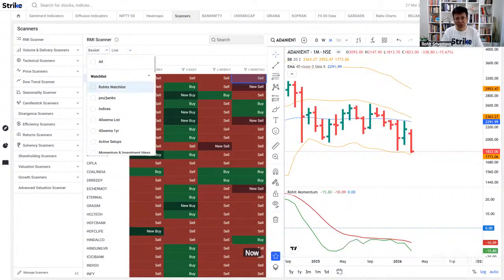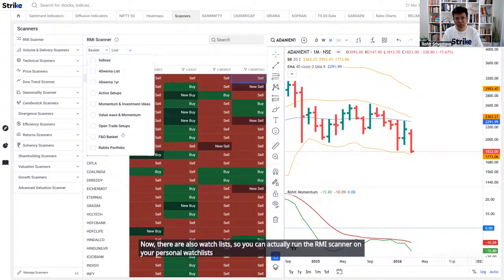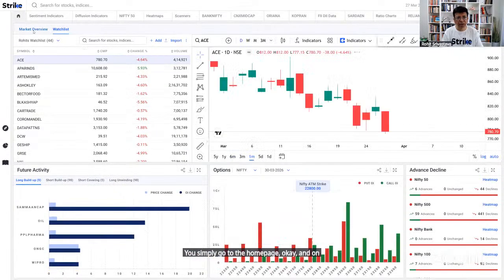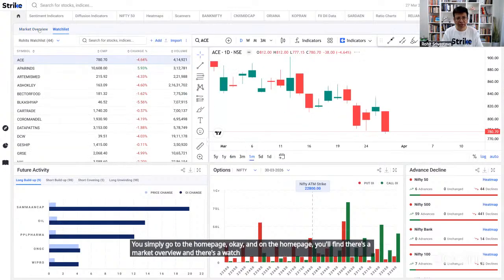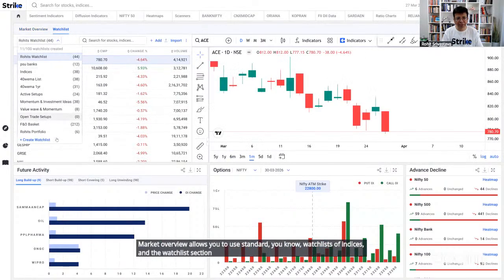Now there are also watch lists. So you can actually run the RMI scanner on your personal watch lists. How do you create your personal watch list? You simply go to the home page. And on the home page, you'll find there's a market overview and there's a watch list. Overview allows you to use standard watch lists of indices. And the watch list section allows you to create custom watch lists.